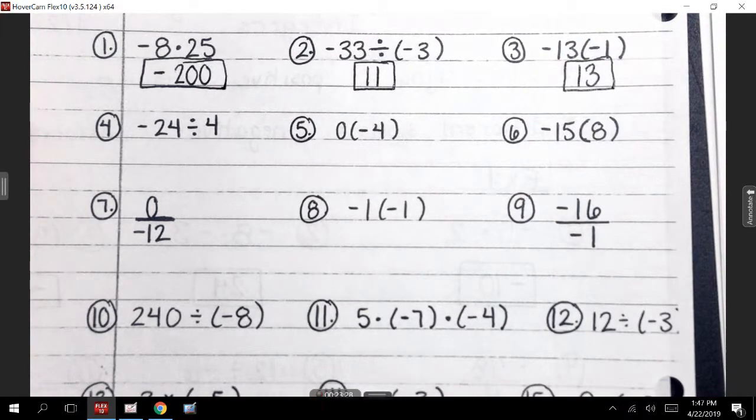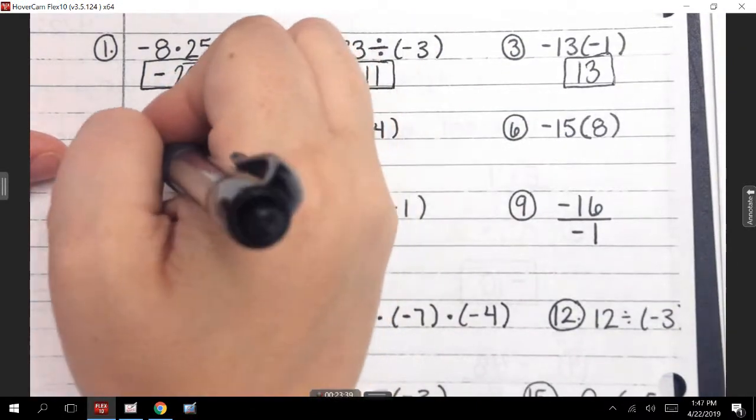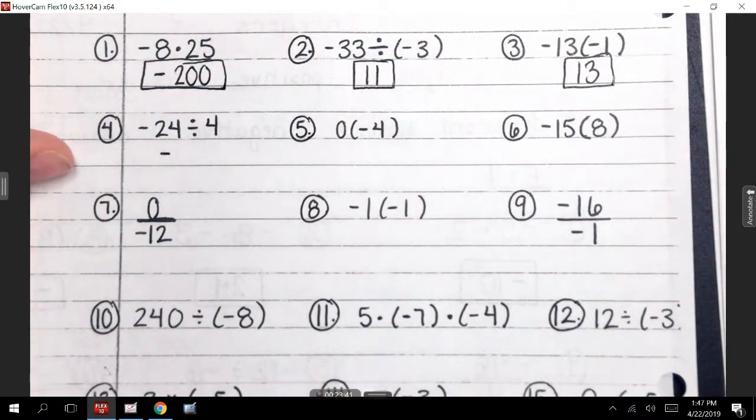All right, Addison, if we can stop that. Thank you. All right, Tyler, number 4. Am I going to get a positive answer or a negative answer? A negative because they're different signs. And what is 24 divided by 4? You multiplied them. Make sure we divide. 24, how many times will 4 go into it?